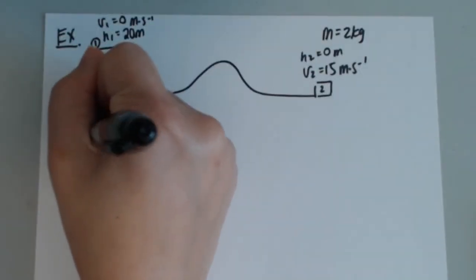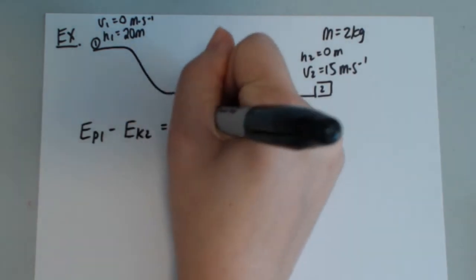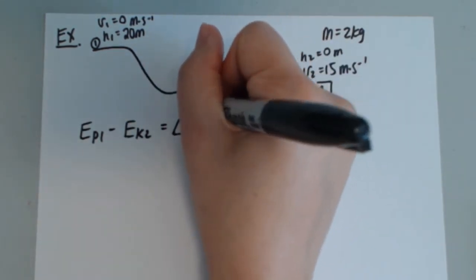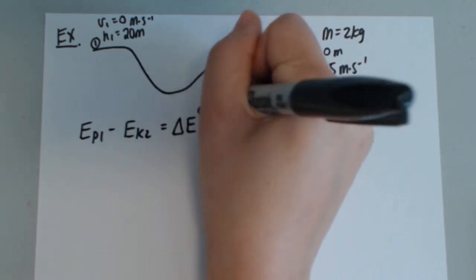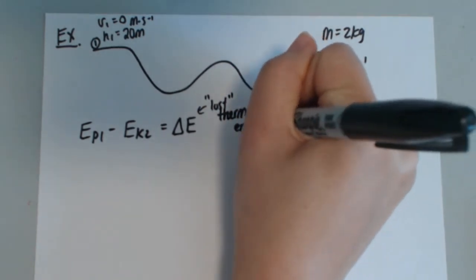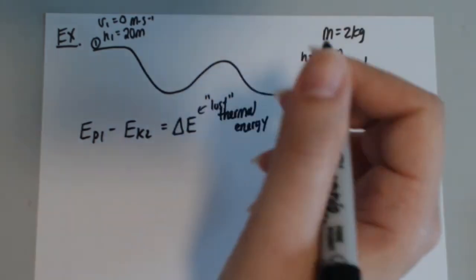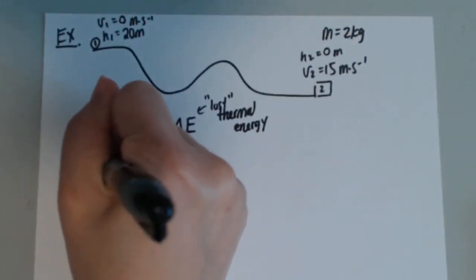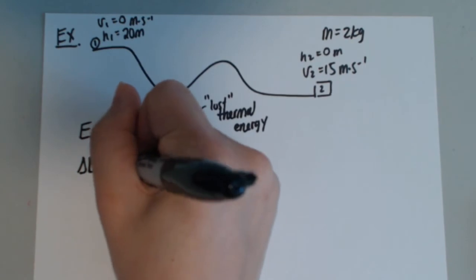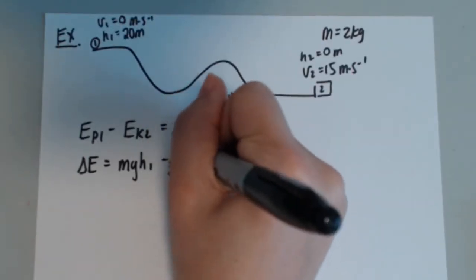So if we take the initial potential energy and subtract the final kinetic energy, we're going to have the change in energy, which is the "lost" thermal energy. When we say that the energy is lost, I'm writing it in quotations because it's not really missing. It just got converted to an unuseful form. So this thermal energy, delta E, is going to be EP1, which is mgh1, minus EK2, which is 1/2 mv2 squared.